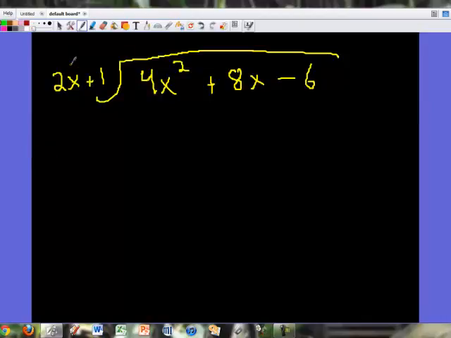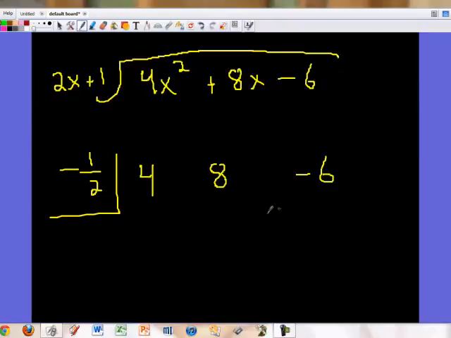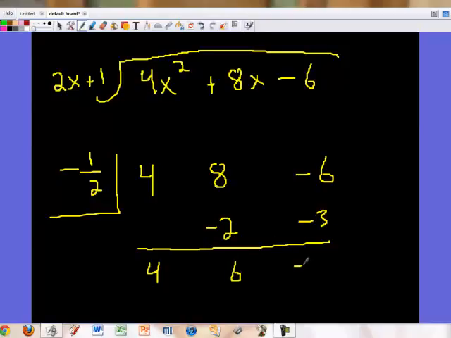So if your x has anything besides a 1 in front of it, if it's 2x or 3x or 10x or whatever, take your last number, change the sign, and then divide by your first number. So inside the box goes -1/2, or -0.5, doesn't matter. On the inside, 4, 8, and -6. Draw your line, bring it down. So -1/2 times 4 is -2. 8 minus 2 is 6. -1/2 times 6 is -3. Gives us -9.